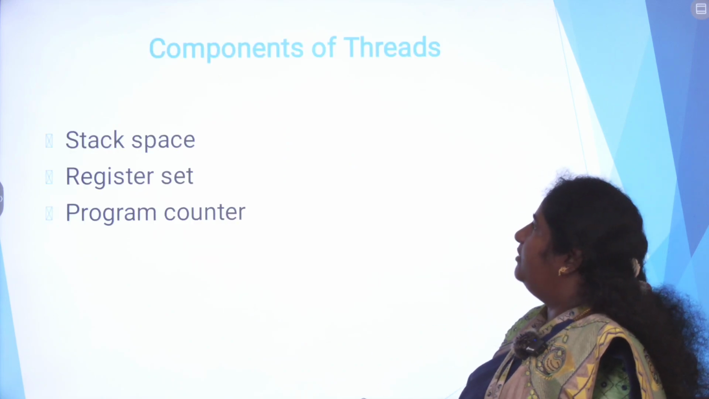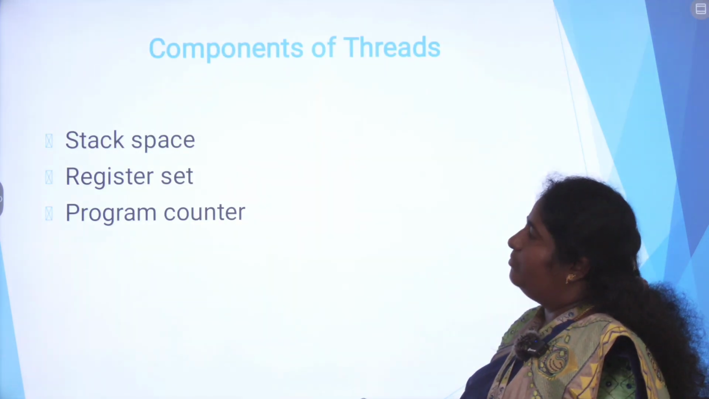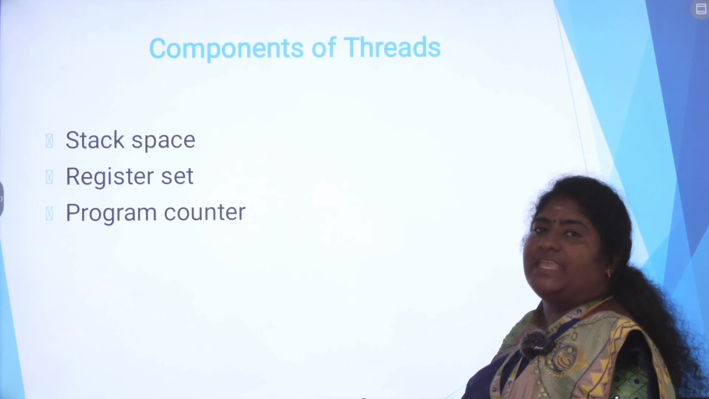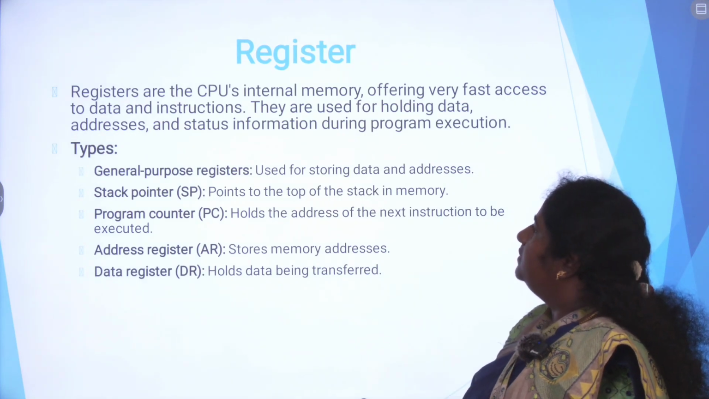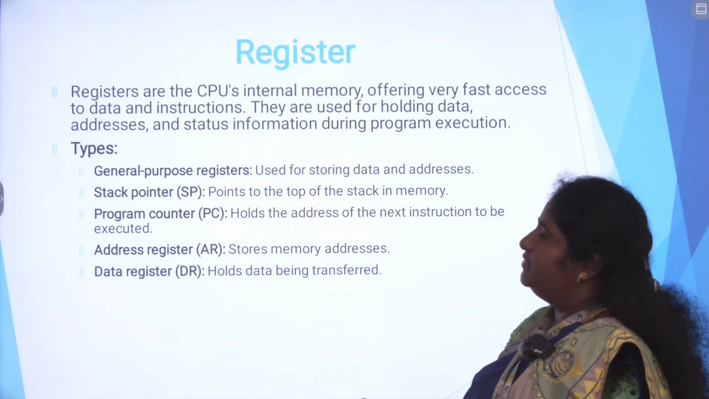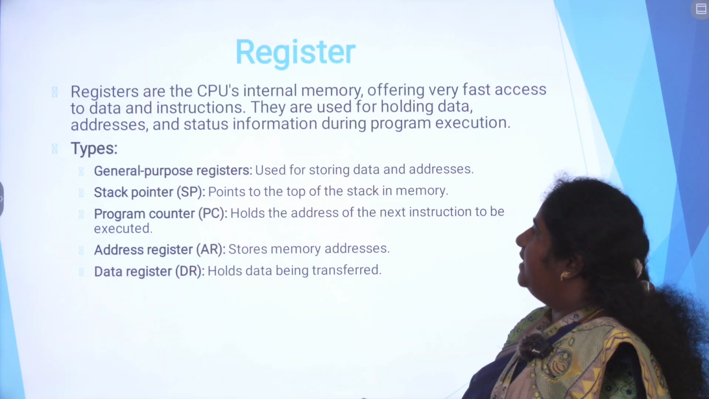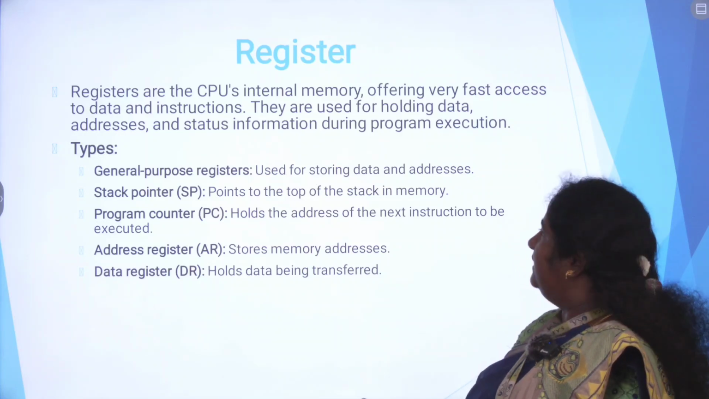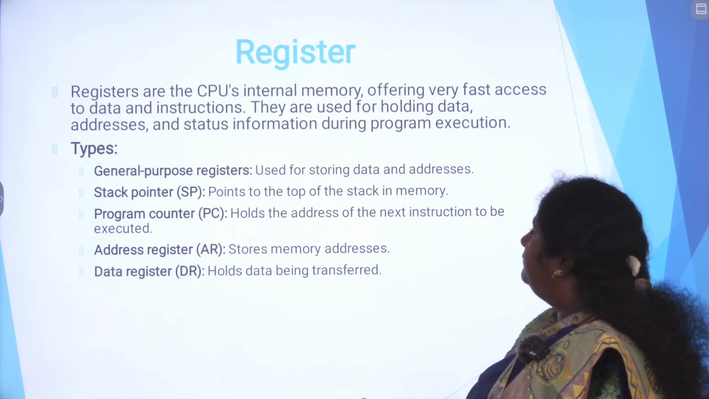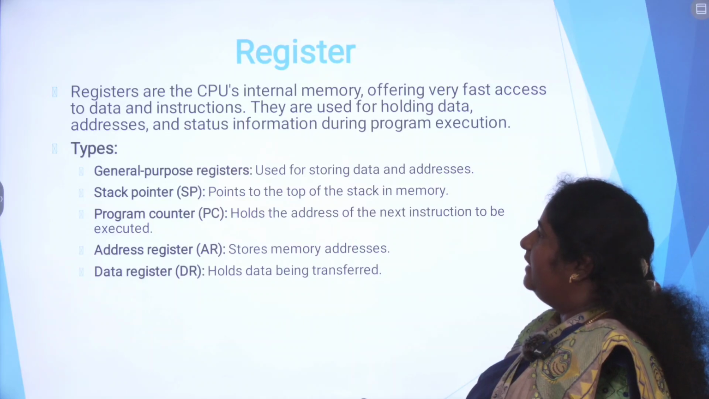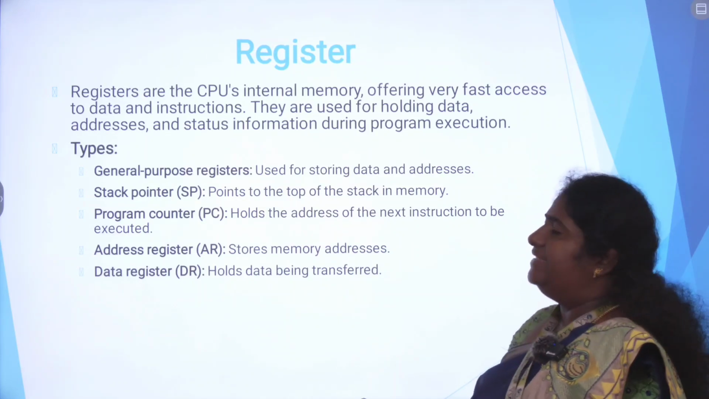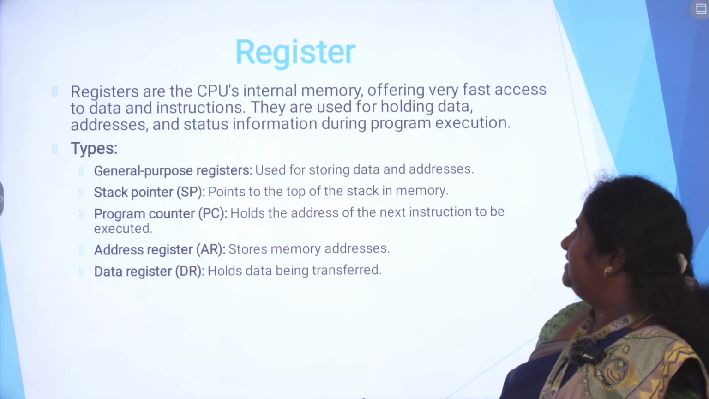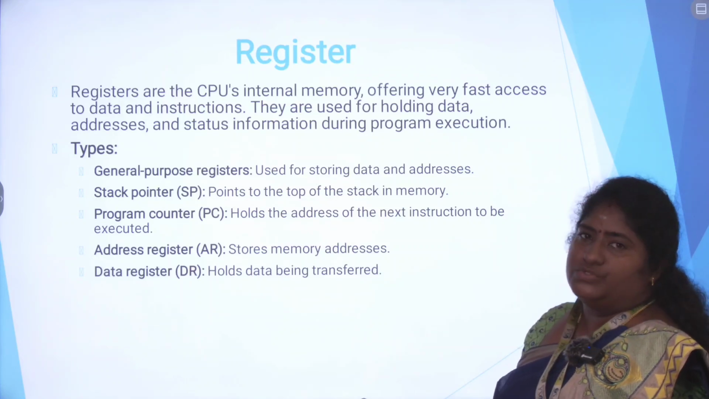So there are three components of a thread. The first component is called stack space, the second one is called register set, and the third one is called program counter. First we are going to discuss the registers. The registers are the CPU's internal memory, which offers very fast access for any particular data and instruction. They are used for holding the data, address and status information during the program execution.